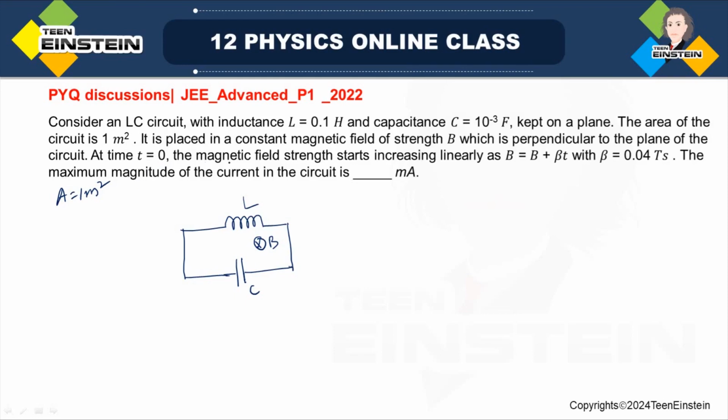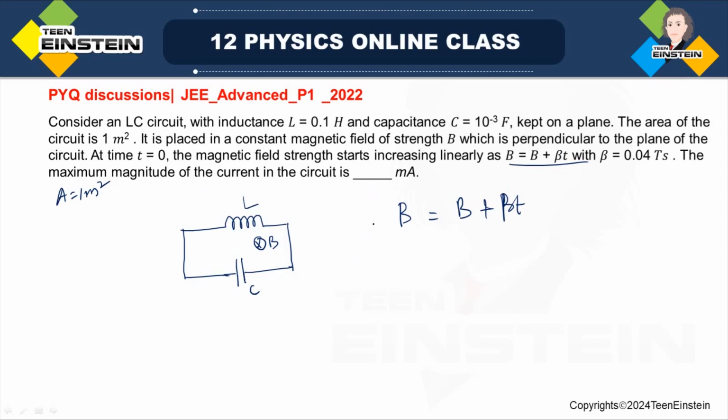Now at time t equal to 0, the magnetic field strength starts increasing linearly as B equal to B0 plus beta t with respect to time. Okay, the magnetic field starts increasing linearly with time. So as this magnetic field starts increasing, the flux linked with the circuit will also change, and because of that there will be an induced EMF, and that EMF will drive the current in the LC circuit. Here the question is, the maximum magnitude of the current in the circuit is.